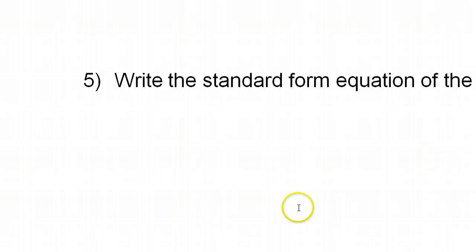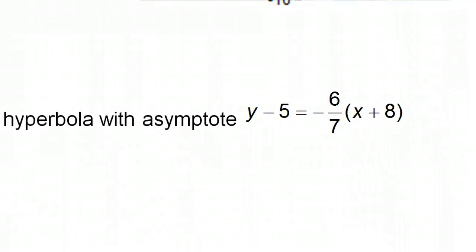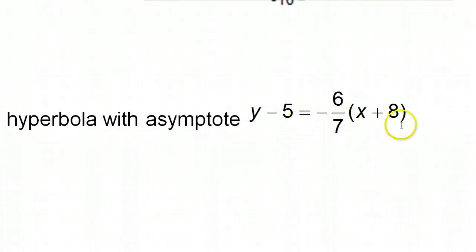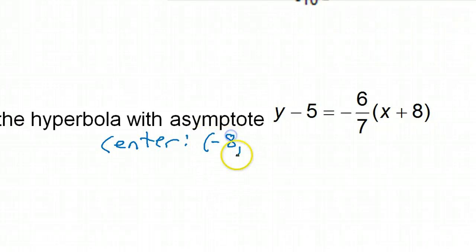Number 5. All right, I think this is the last problem. Write the standard form equation of the hyperbola with these asymptotes. Okay, well, considering how we often do, we can get the center from this, following the pattern that we've done many times. So the center is going to be the opposite of this and the opposite of that, so we can say that the center will be -8, 5. So there's my center.